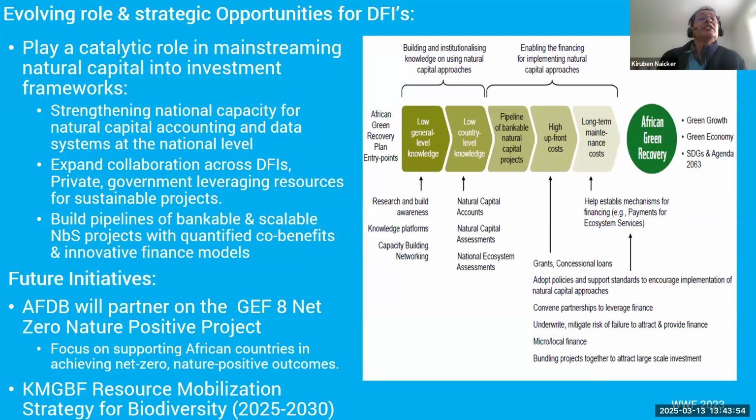And some of the future initiatives, the African Development Bank, for example, will partner on the G8 Net Zero Nature Positive project with a focus on supporting African countries in achieving net zero nature positive outcomes. And as I mentioned, the recently adopted KMGBF resource mobilization strategy for biodiversity is an opportunity which runs from 2025 to 2030.